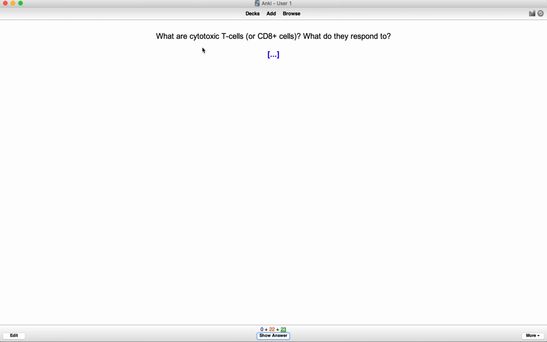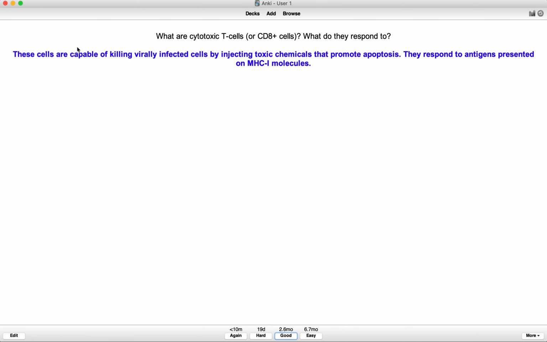Cytotoxic T cells are CD8 positive cells, capable of killing virally infected cells by injecting toxic chemicals that induce apoptosis. They respond to antigens presented on MHC class 1 molecules.